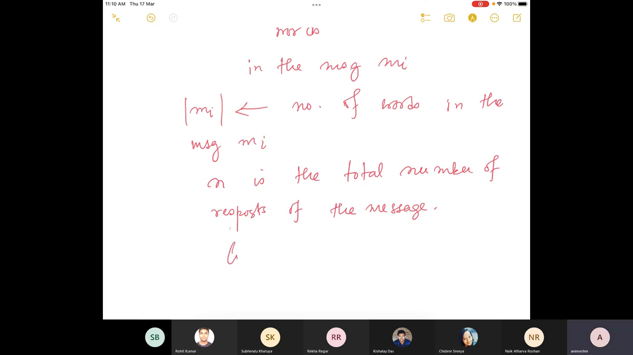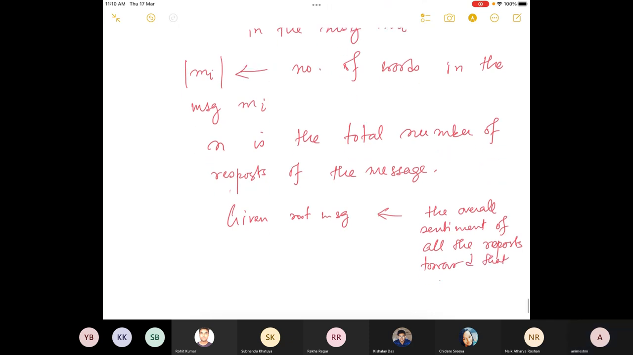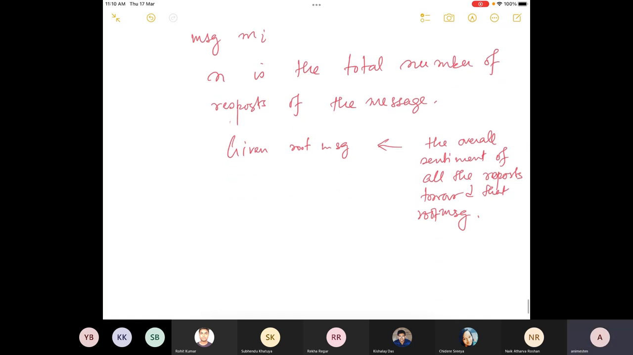So you have a given root message and you are finding out the overall sentiment of all the reposts toward that root message, okay, using the above sentiment score metric.